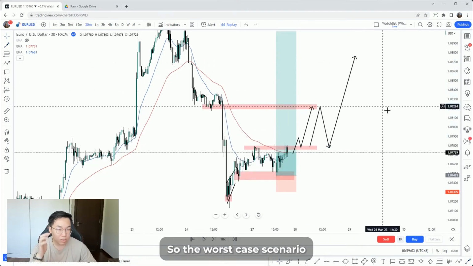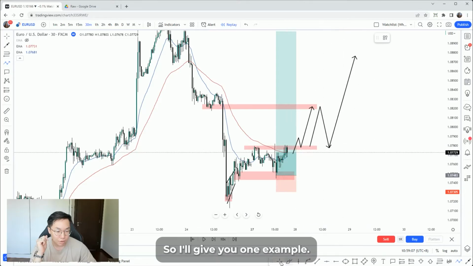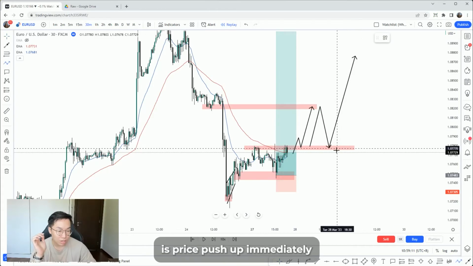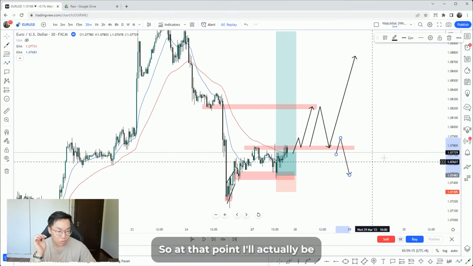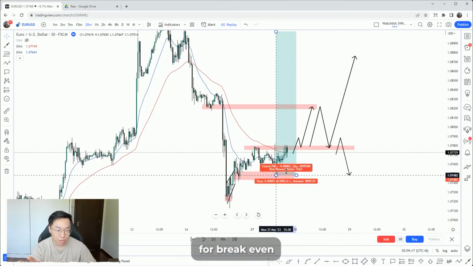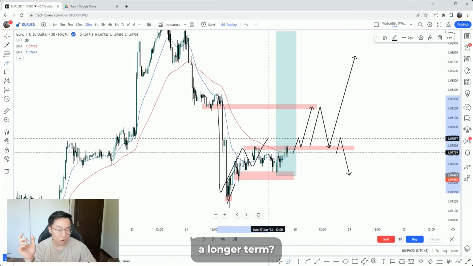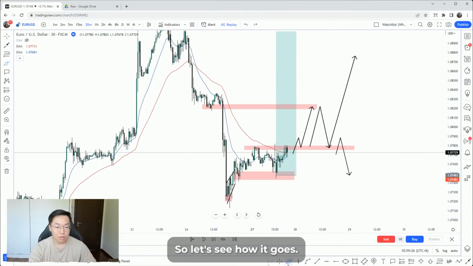The worst case scenario is this: price comes up. I'll give you one example. The worst case scenario that I want to see price do is push up, then immediately come all the way back to my entry. At that point, I'll be out for break even, because if it happens, it could be a longer term bear flag. That's not something that I want to see. So let's see how it goes.